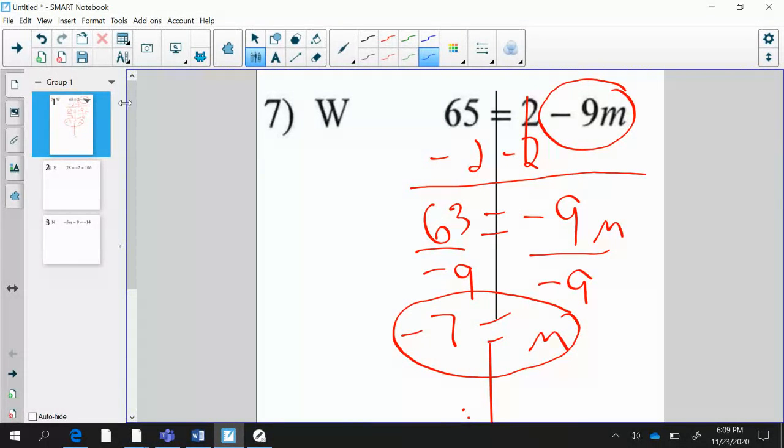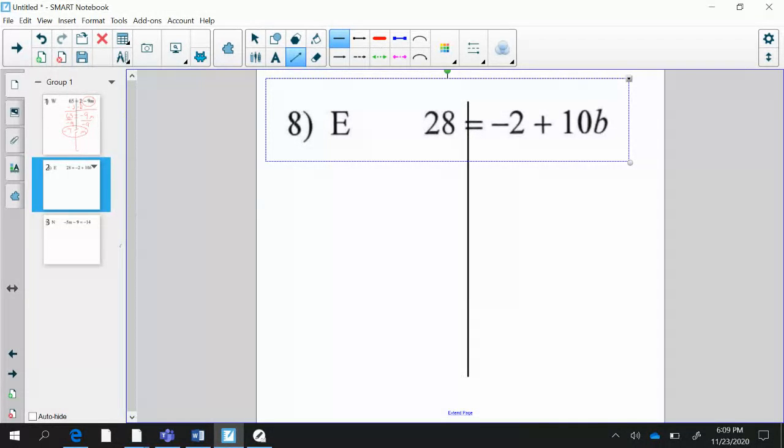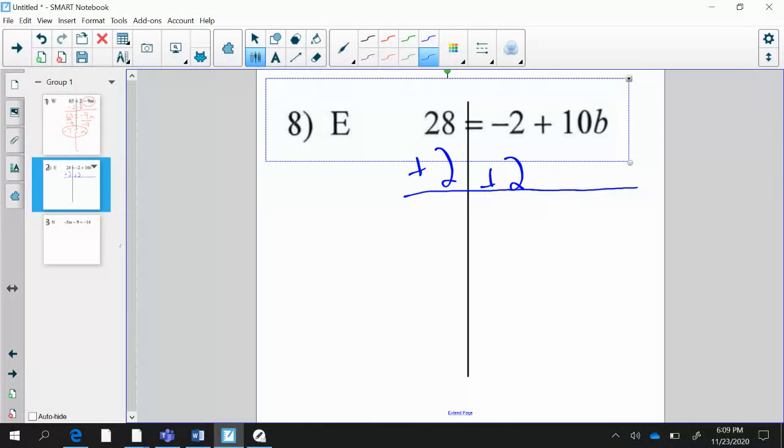Let's take a look at number 8. Here we go. And we're trying to get b by itself. We have 28 equals negative 2 plus 10b. We're going to add 2 on both sides because we have a negative 2. Get rid of that first. That goes away. And 28 plus that 2 is 30 equals, and we still have that positive 10b.